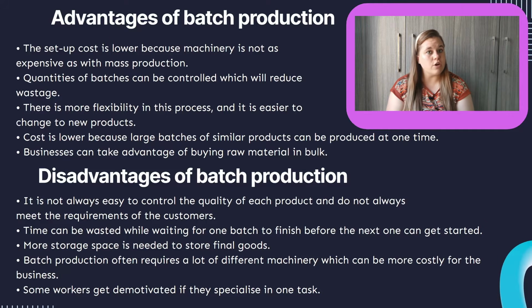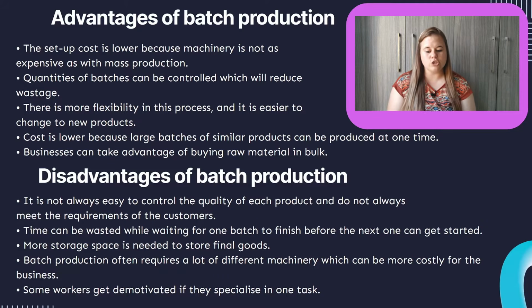The advantages of batch production. The setup cost is lower because the machinery is not as expensive as that in mass production. Quantities of batches can be controlled, which will reduce the wastage. There is more flexibility in this process and it's easier to change to the new products. Cost is lower because large batches of similar products can be produced at the same time.